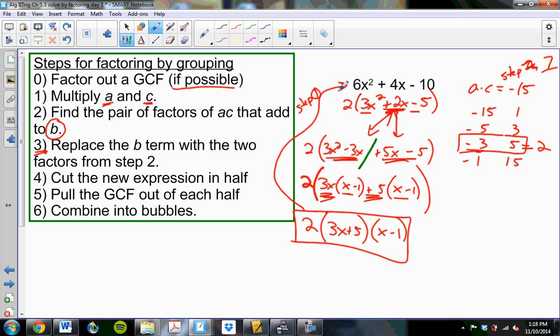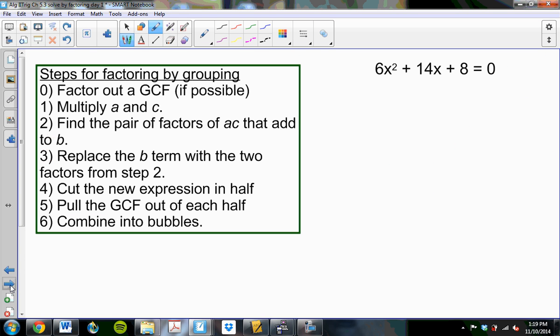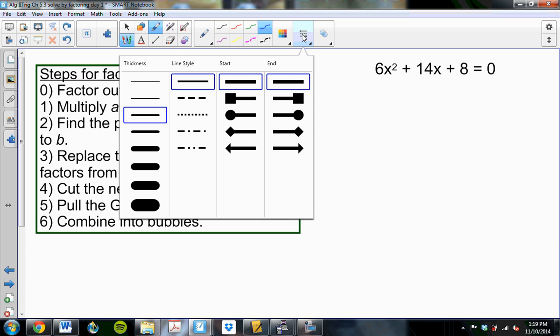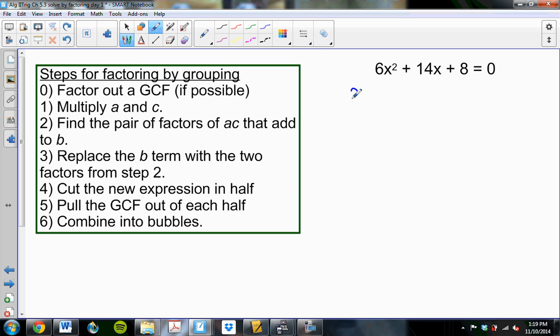Now I think guess and check is the way to go, but I know that not everybody can guess and check. Another example. This one I'm going to solve when I'm done, so I'm going to go a little bit further. I'm going to do this one quite quickly. I know I'm moving pretty quick as it is. Factor out a GCF. Multiply A and C. Write out all the factors of AC.